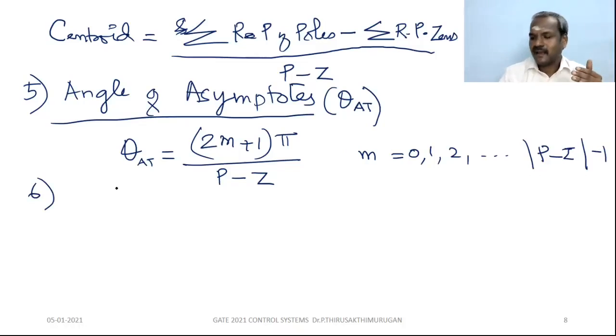Right? So next is the section on the real axis where the branches of the RLD exist. Then, how to determine the value of K?